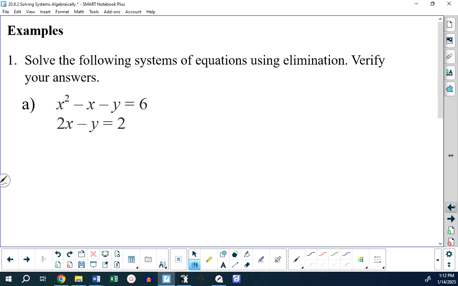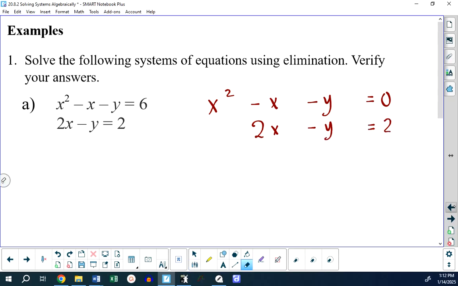The issue here is we have x squareds, we have x's, we have y's, and we have numbers in the first equation, but the second equation contains no x squareds. That's okay. When we rewrite this, we're just going to write x squared minus x minus y equals 6. And below it, we're going to write 2x minus y equals 2. And I know I said 6, but my brain and my hand wrote 0.